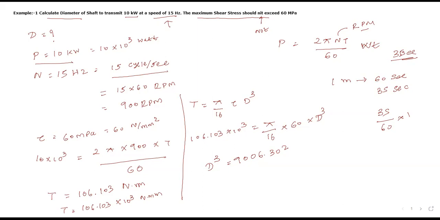So you will get value d equals 20.80, diameter d equals 20.81 mm. To calculate, on the calculator there is a shift button.